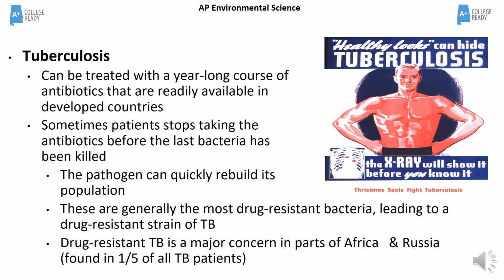It can be treated with a year-long course of antibiotics that are readily available in developed countries. Sometimes patients stop taking their antibiotics before the last bacteria has been killed, and that will lead to the pathogen quickly rebuilding its population, which are usually the drug-resistant bacteria, leading to a drug-resistant strain of tuberculosis. Drug-resistant TB is a major concern in parts of Africa and Russia, where it has run rampant in their penal system.